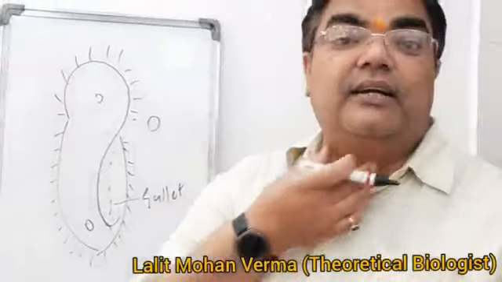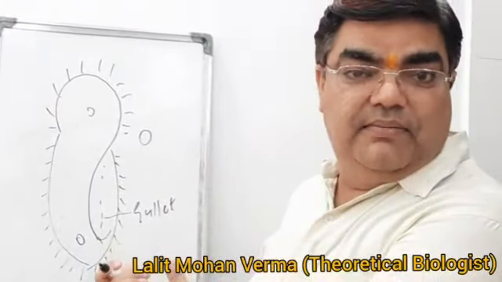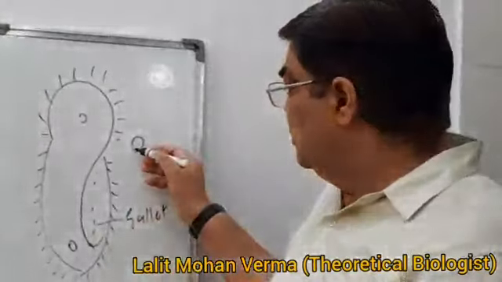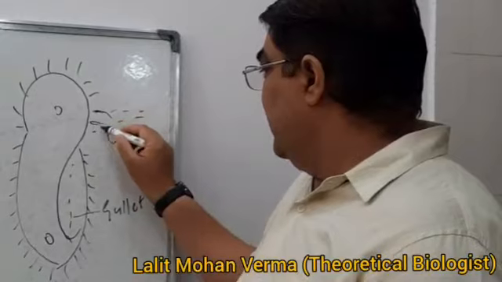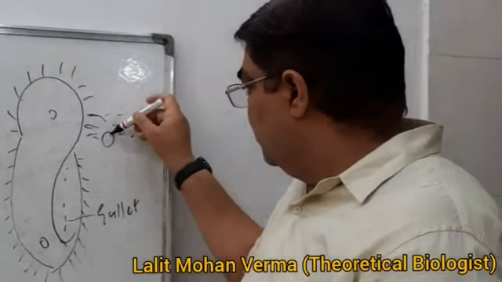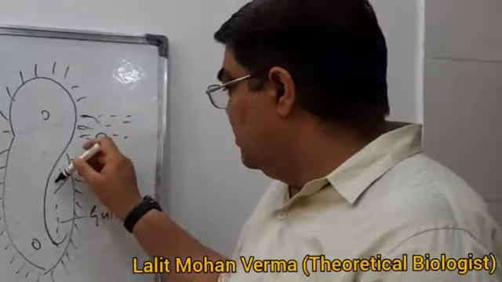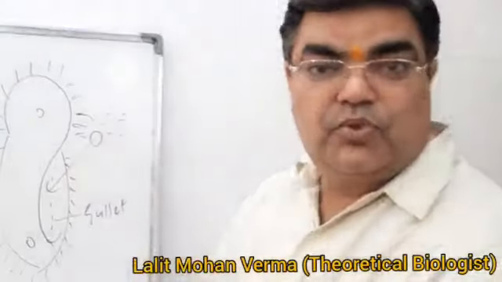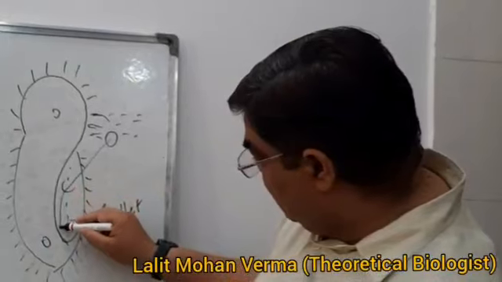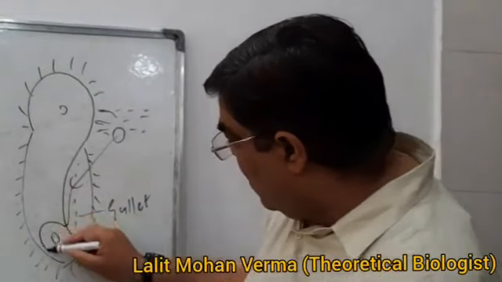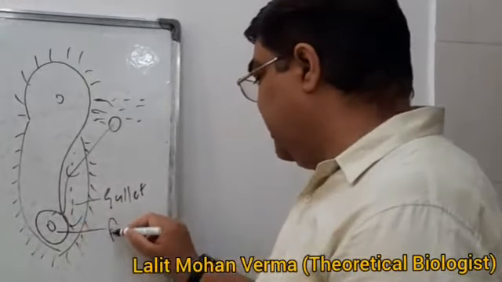Gullet, just like our neck, paramecium has a gullet. And the food, with the help of water current and cilia, is just forced down into the gullet. Now the food is coming into the gullet. And when food comes inside, it forms a food vacuole.